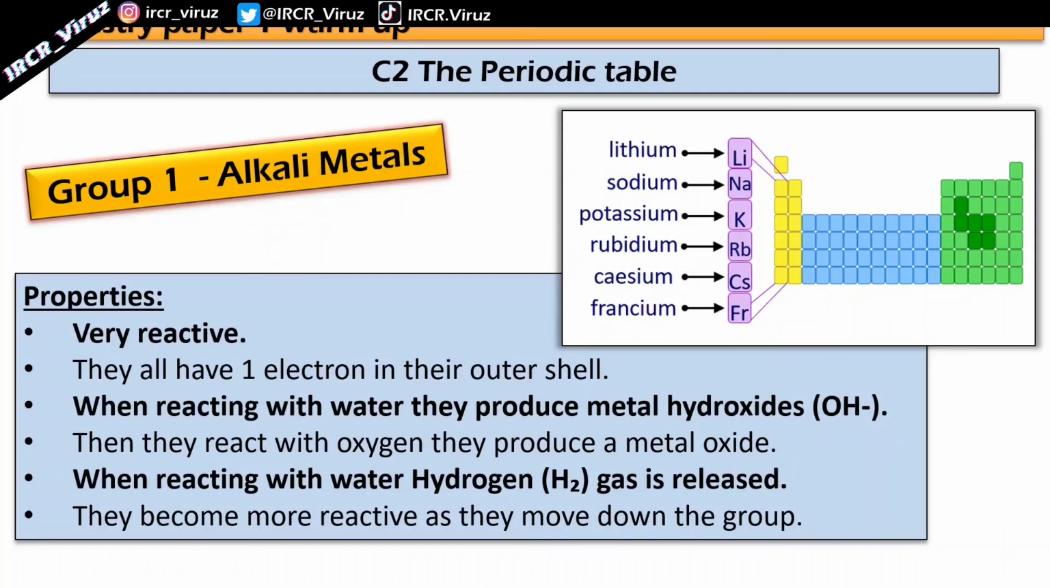Okay, now when we look at group 1, which is the alkali metals, some of the properties: they're very reactive, and they all have 1 electron in the outermost shell. When reacting with water, they produce metal hydroxides, which are alkaline. They react with oxygen and produce metal oxides. When reacting with water, hydrogen gas is released as well, and they become more reactive as you go down the group. So you've got lithium, and as you go down the group, all of those elements will react even more violently or more vigorously.